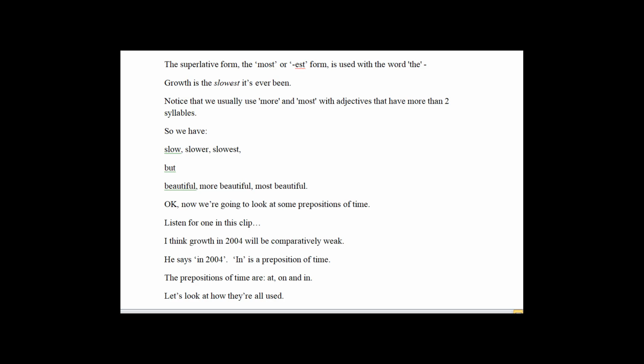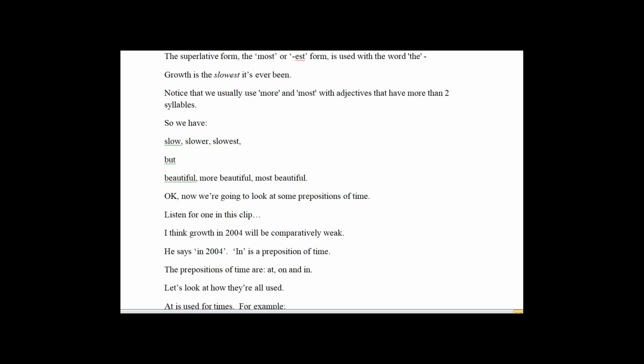Okay, now we're going to look at some prepositions of time. Listen for one in this clip. I think growth in 2004 will be comparatively weak. He says in 2004. In is a preposition of time. The prepositions of time are at, on, and in. Let's look at how they're all used.